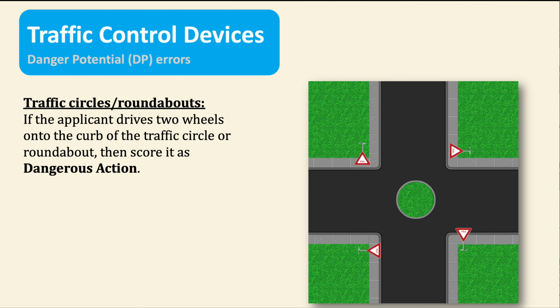Now if the applicant drives 2 wheels onto the curb of the traffic circle or the roundabout, score it as a dangerous action. And anytime 2 wheels on the curb is that. But now also 2 wheels on the truck apron, the center of that roundabout or traffic circle.